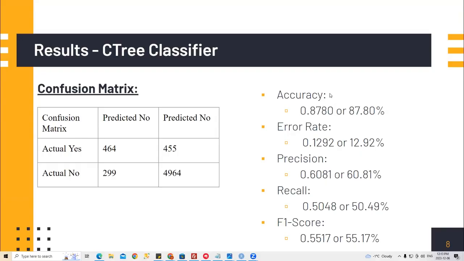So based off of the results of the C-tree classifier, the confusion matrix follows as the true positive value is 464, the true negative value is 4,964, the false positive value is 455, and the false negative value is 299. And based off of that, we could determine the accuracy as 87.80%, the error rate as 12.92%, the precision as 60.81%, the recall as 50.49%, and the F1 score of 55.17%.